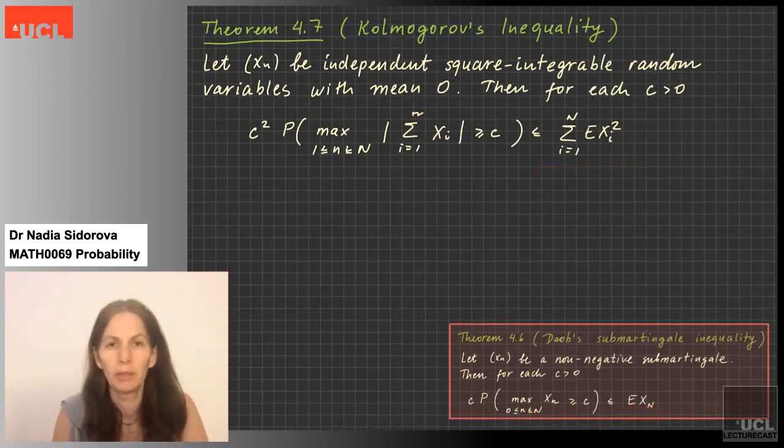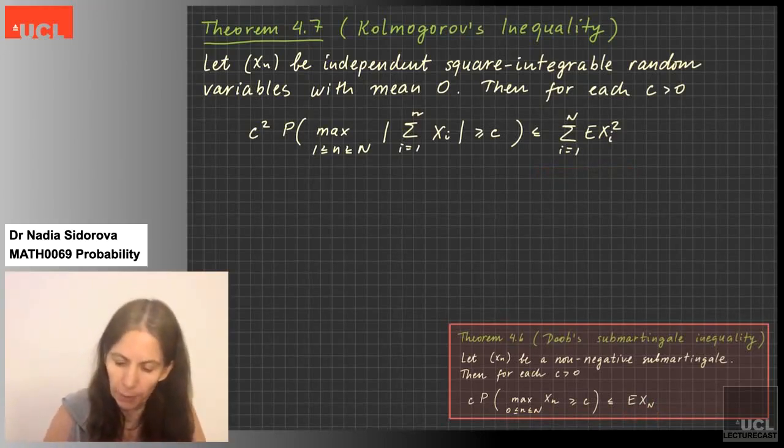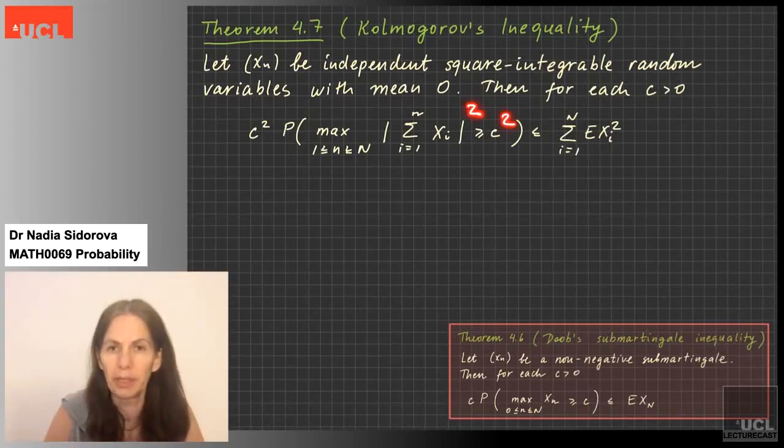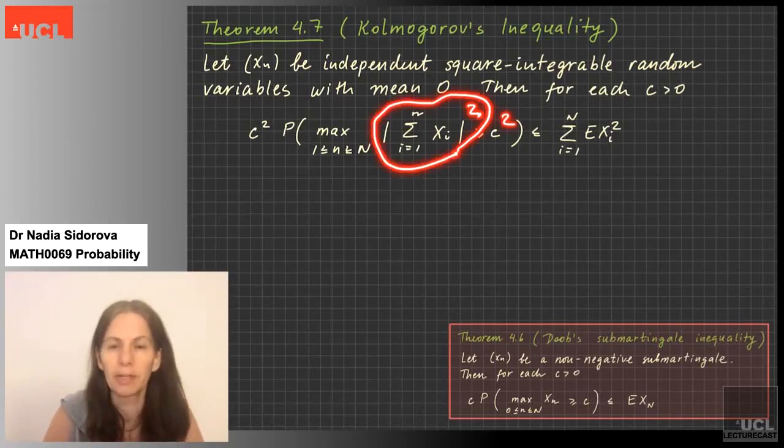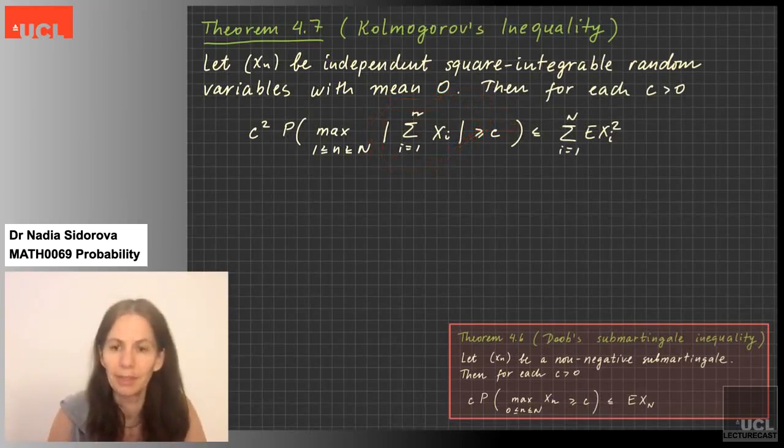So if you look at this formula, you can probably guess right now what we will do. We will square both parts of this inequality here, and we will use this square thing as our submartingale to which we will apply Doob's inequality. This is indeed as simple as that, but before we write it down, let me explain why we need Kolmogorov's inequality.